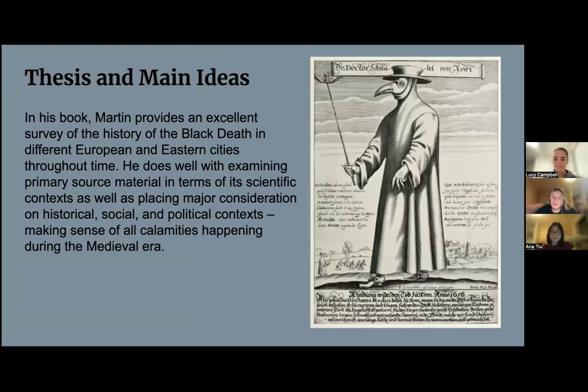So, for thesis and main ideas, in this book, Martin provides an excellent survey of the history and prehistory of the Black Death in different European and Eastern cities throughout time, concentrating on the medieval period. He does well with examining primary source material in terms of its scientific context, as well as placing major consideration on historical, social, and political contexts, trying to make sense and connect everything and all the chaos that happens, not only through illness, but also through the political and social times during the medieval times.